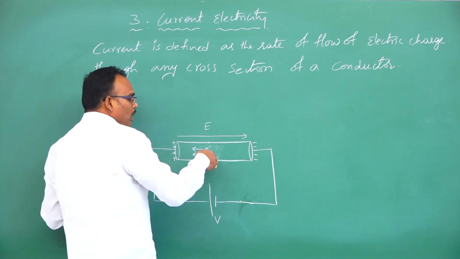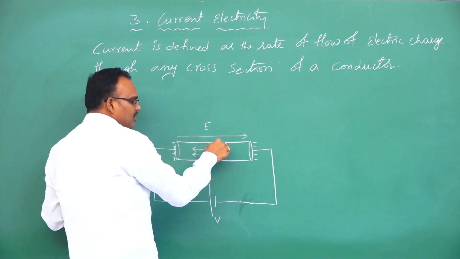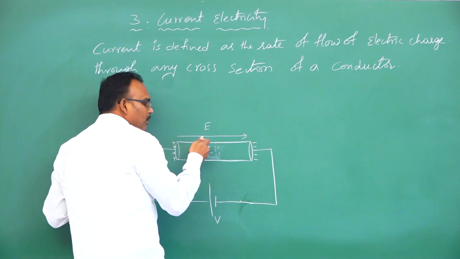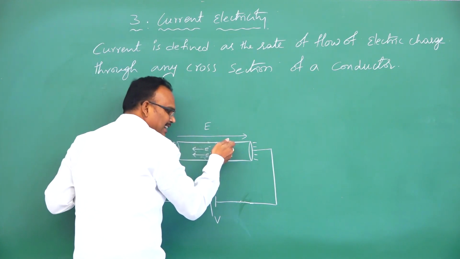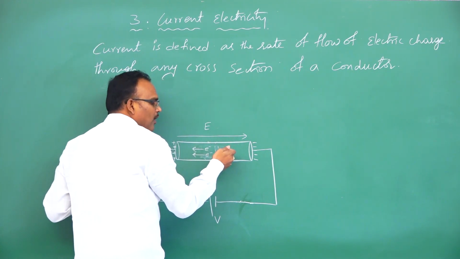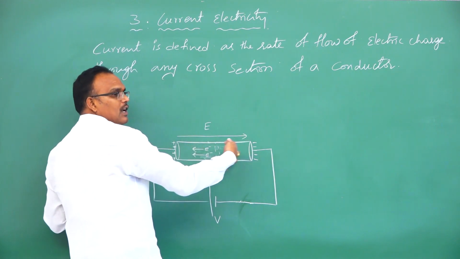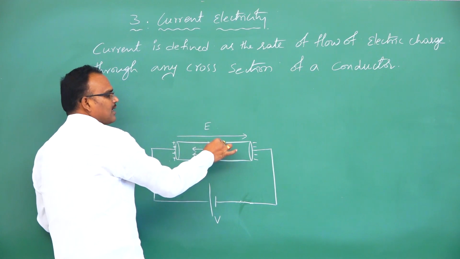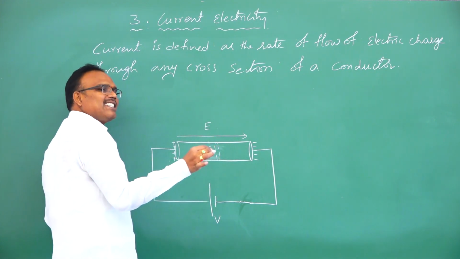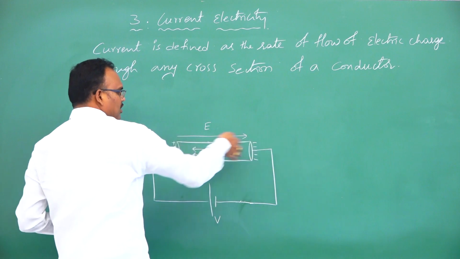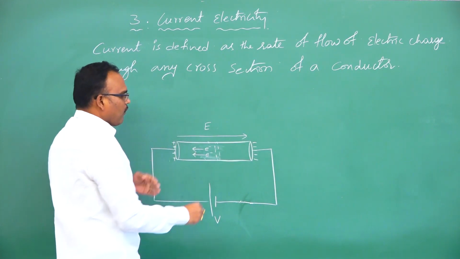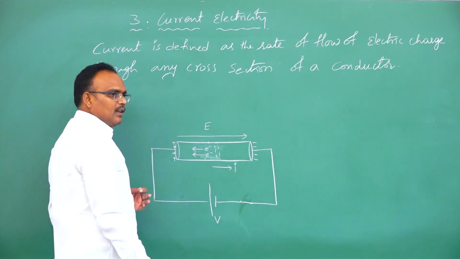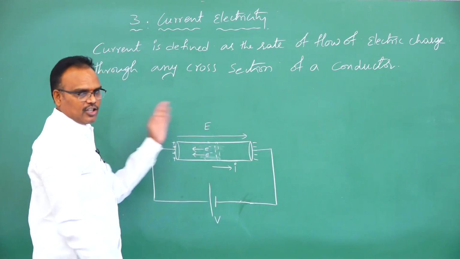Okay. Now, if you take this area of cross section of this conductor, the number of electrons traveling from left to right is less compared to electrons moving from right to left. Right to left, more electrons are passing through this area of cross section. So that's why net charge is moving from right to left. So current will flow opposite to the direction of flow of electrons. So current will flow in this direction.